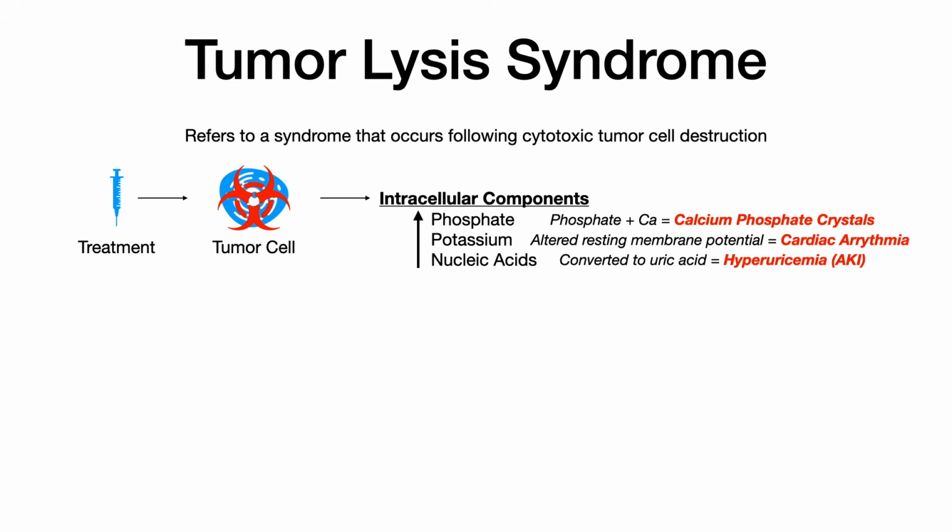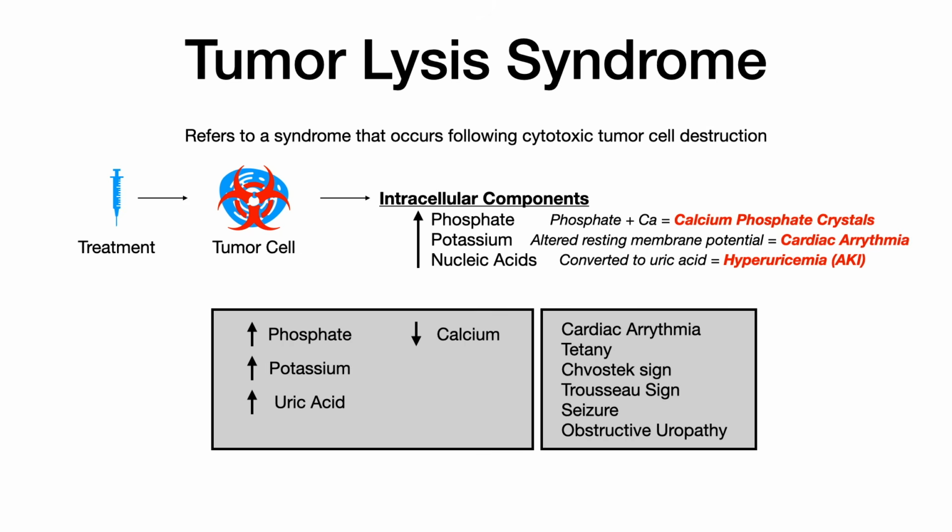Now, an increased phosphate will bind up all the free calcium and cause calcium phosphate crystals. With potassium, increased levels of potassium alter the resting membrane potential, which can cause cardiac arrhythmia. And with nucleic acids, these get converted to uric acid, which causes hyperuricemia.